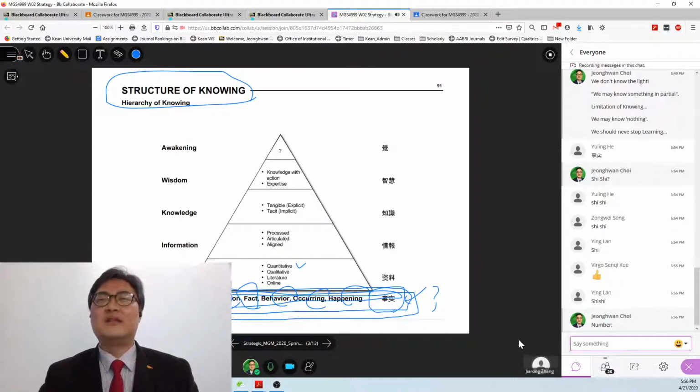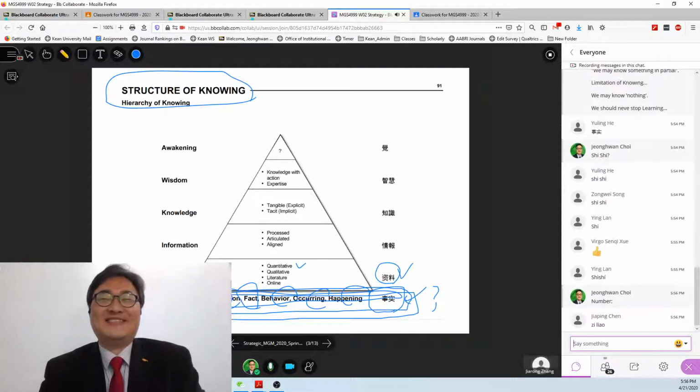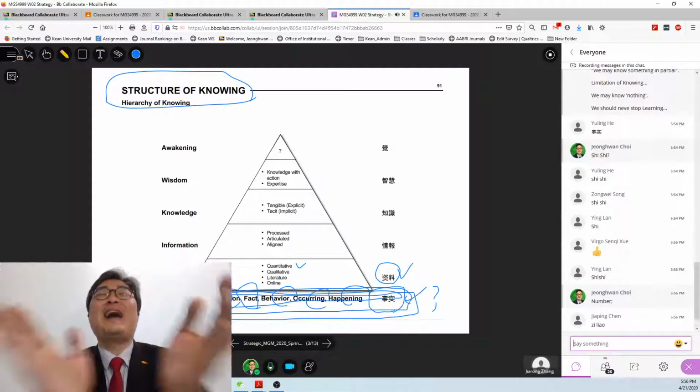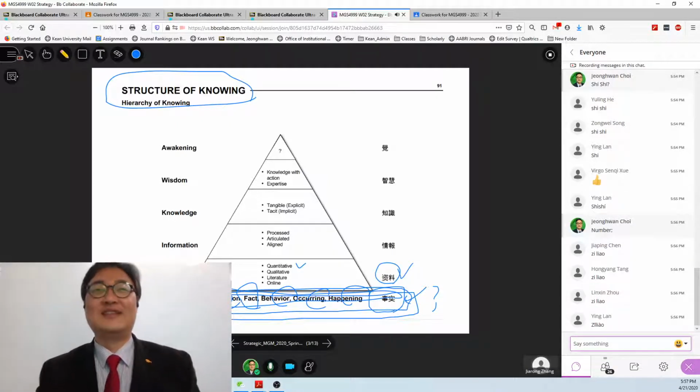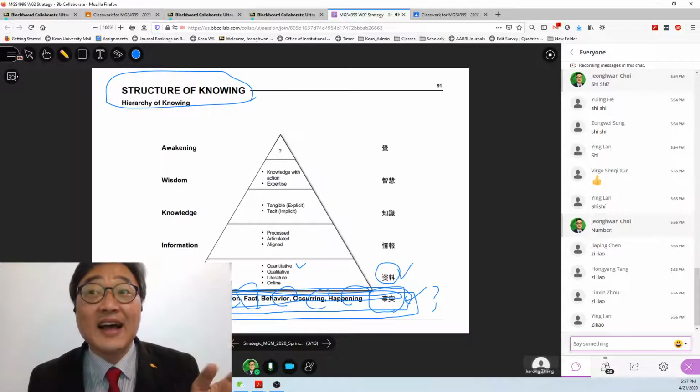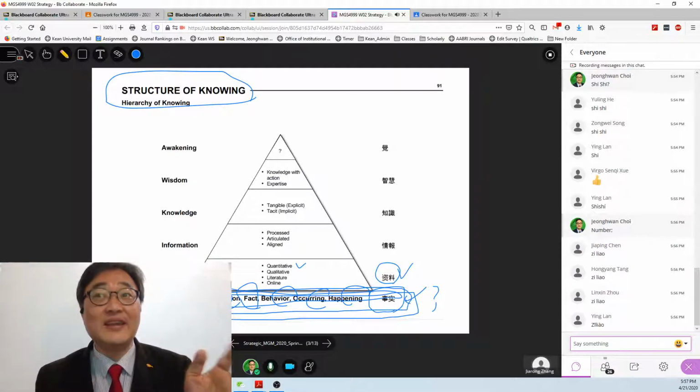Data is the first step of interpreting something. We call that 자료. Fact, data. That's fundamental data.